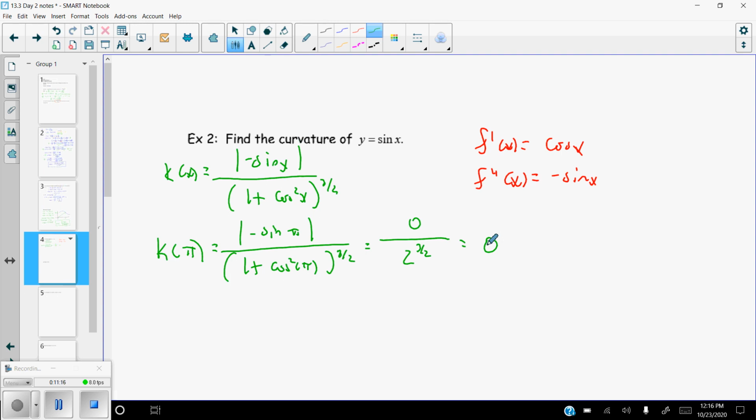And then let's try something where we know we will probably have a great amount of curvature, which is at the top, at the maximum of sine, which is at pi halves.